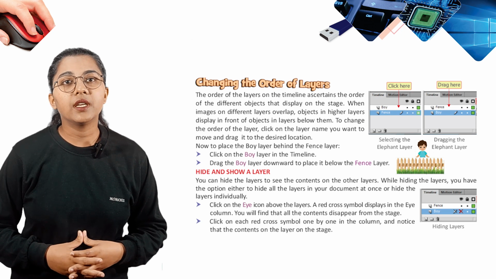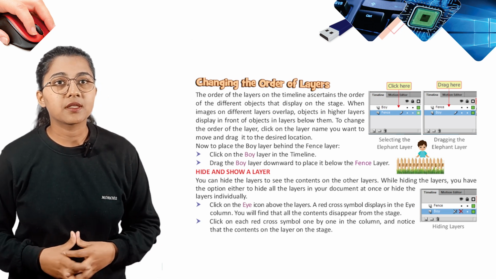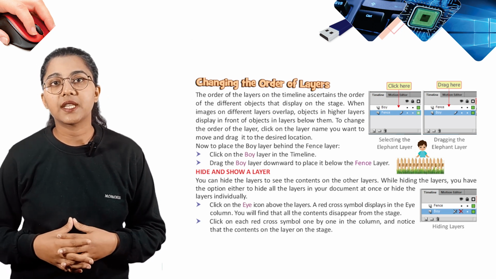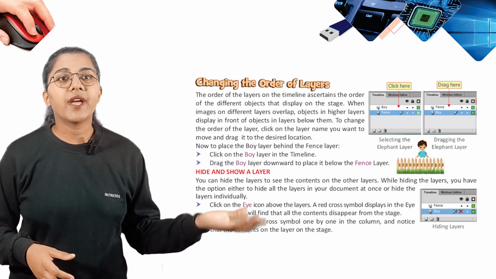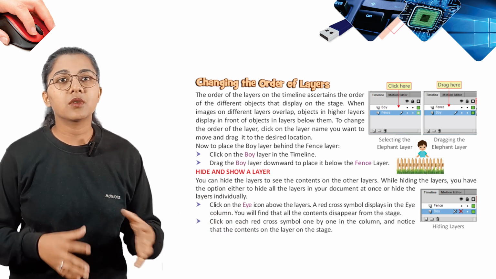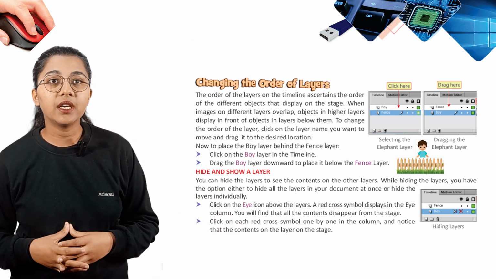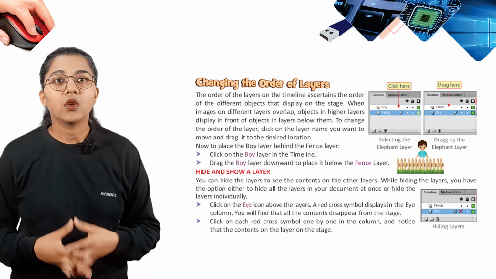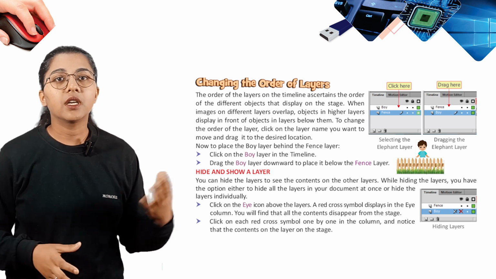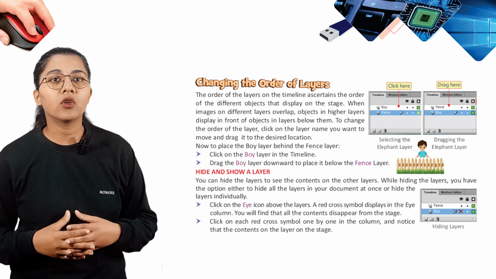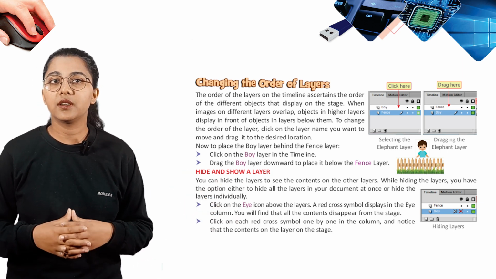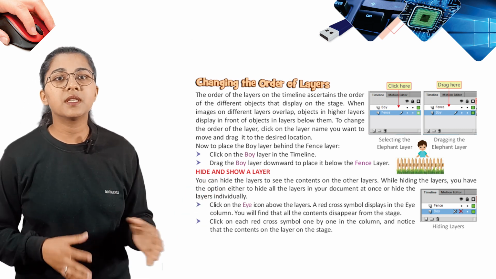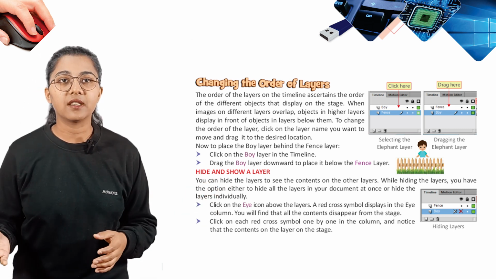The order of the layers on the timeline ascertains the order of the different objects that display on the stage. When images on different layers overlap, objects in a higher layer display in front of objects in layers below them. To change the order of the layer, click on the layer name you want to move and drag it to the desired location. Now, to place the boy layer behind the fence layer.